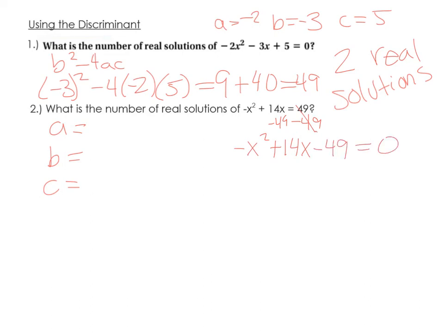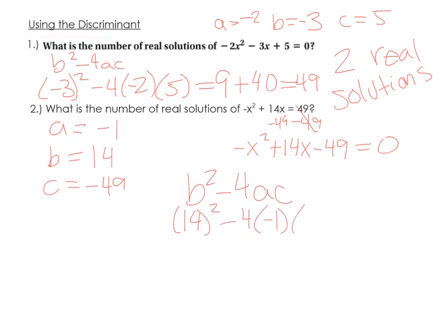So my a is going to be equal to negative 1 because of the negative in front of the x squared, negative 1. B is 14. And c is negative 49. So I plug those into b squared minus 4ac. This is the discriminant. So it's going to be 14 squared minus 4 times negative 1 times negative 49.